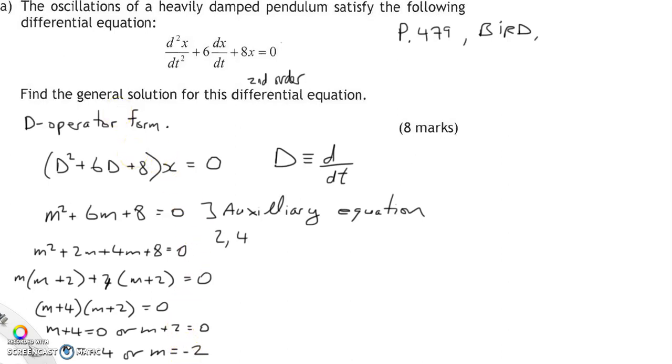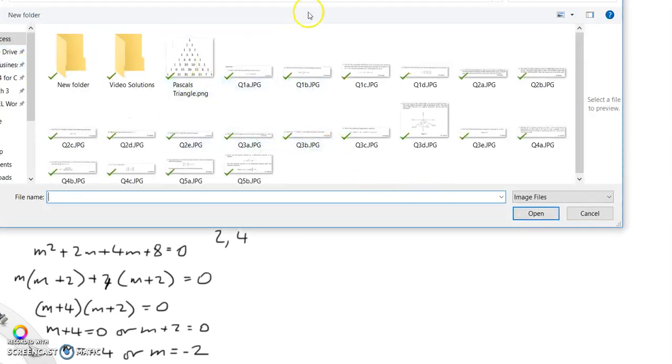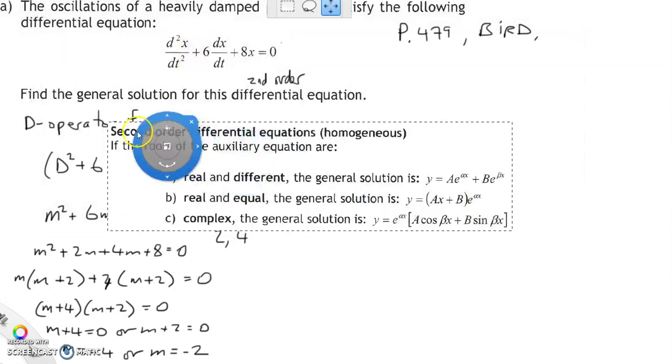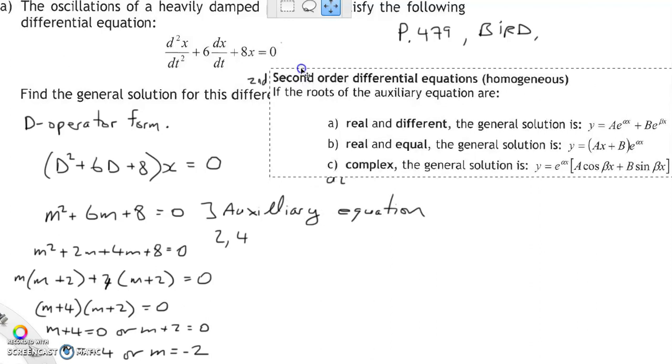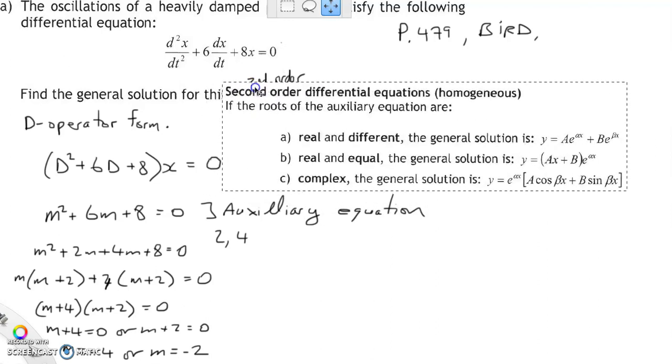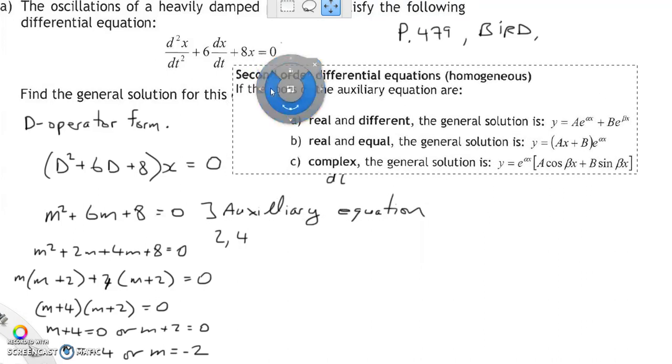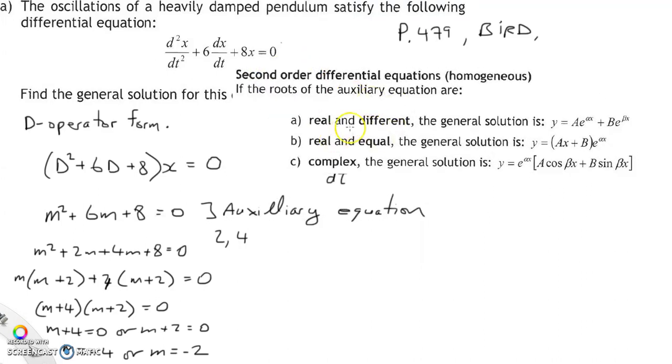As we're going to add in an image now from the back of the exam sheet. Where is it? Second order differential equations. There we go. This rule here, I'll just put it on top there. We're looking for the general solution. If the roots are real and different, we're using this rule, this top one.